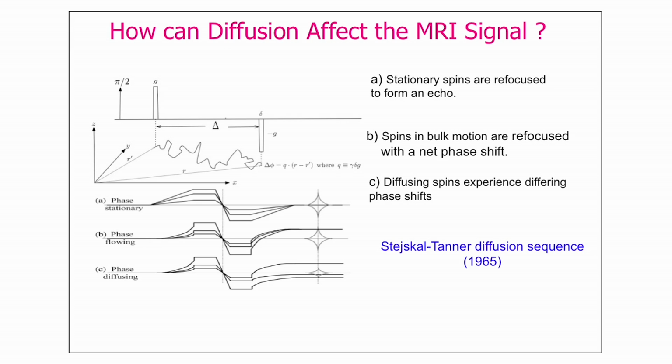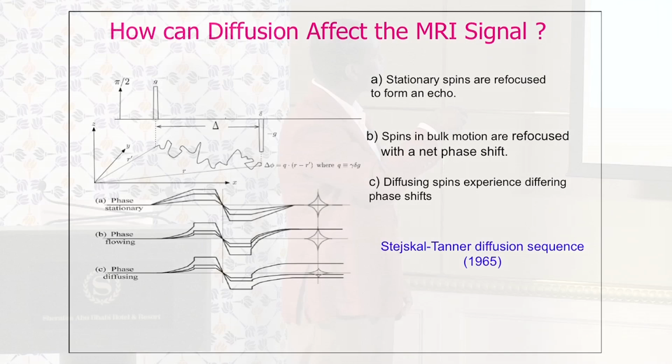So there are three separate scenarios. If the water molecule is stationary, then it will see this gradient over here, okay? And after a period of time, big delta, it will see another big gradient, but it's opposite to the other one, and it will cancel out. So the net effect of that is that for a stationary type water, there will be no change in the signal because it saw this gradient and it saw that gradient.